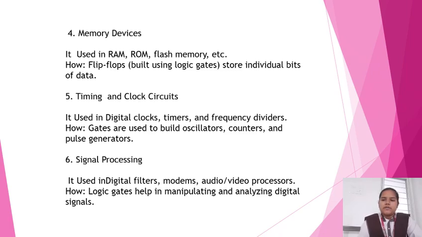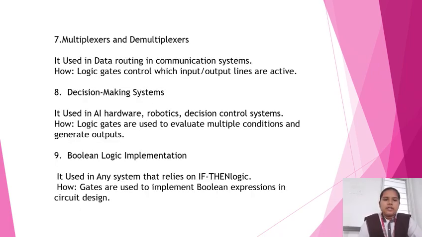And next one, seventh one, multiplexers and demultiplexers. This is the main part of our logic circuits. It is used in data routing and communication systems. How is it used? Logic gates control which input or output lines are active. So it is used in data routing and communication systems. It is applicable in multiplexers and demultiplexers.